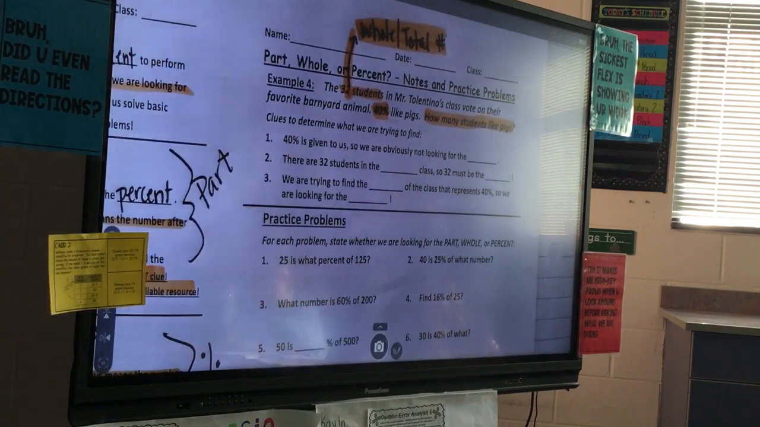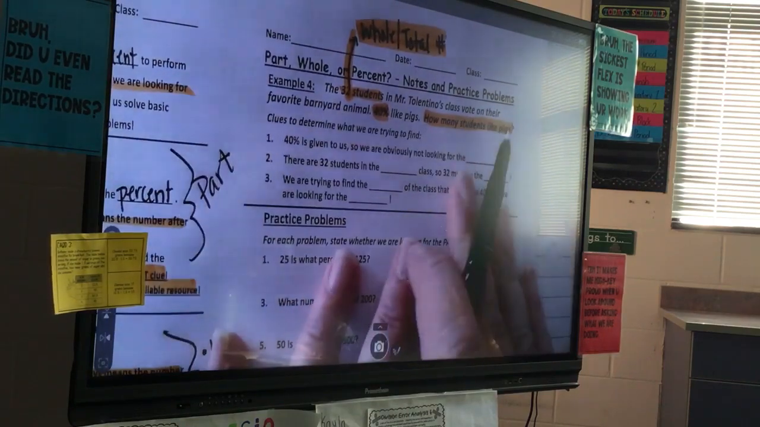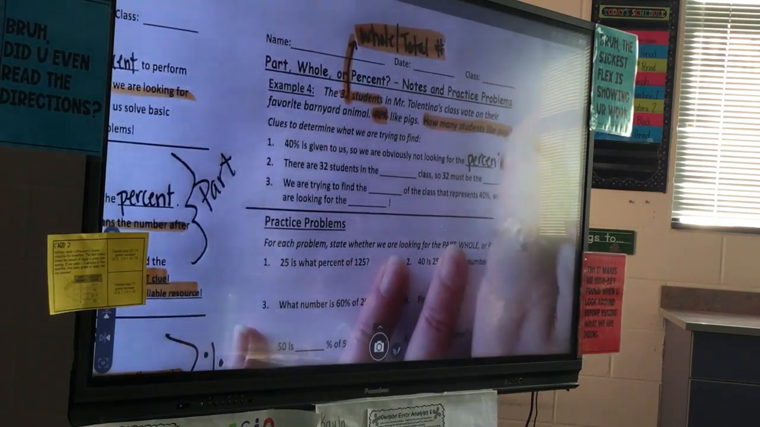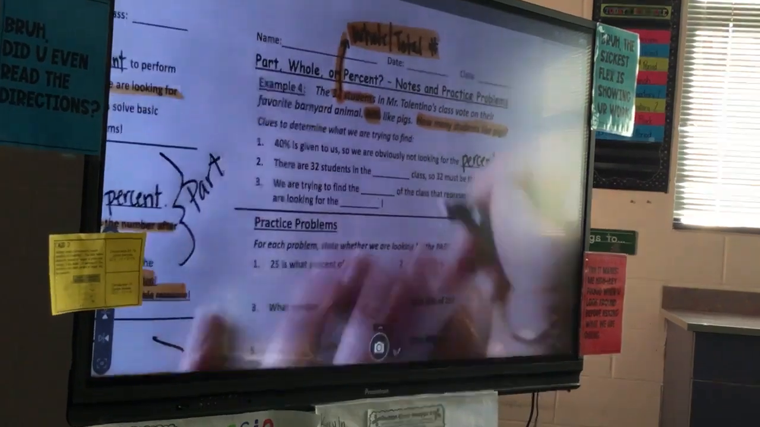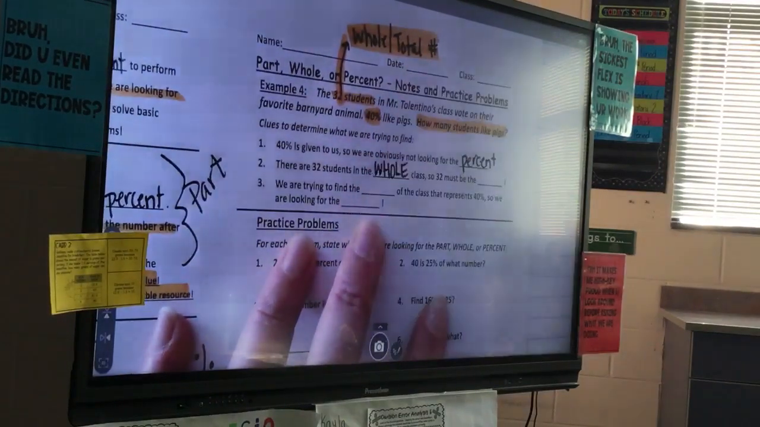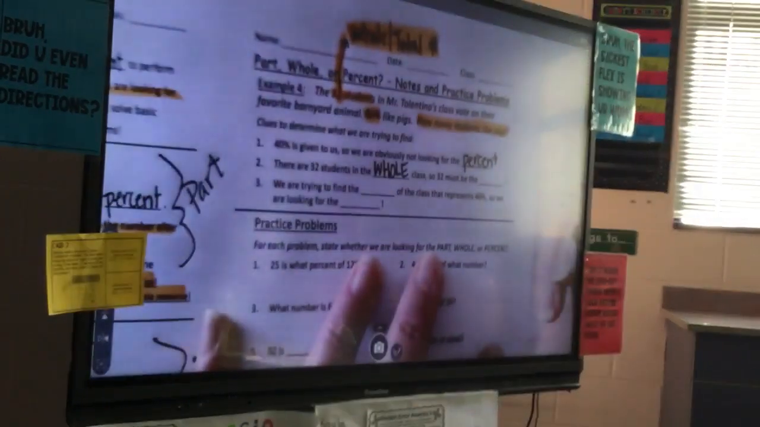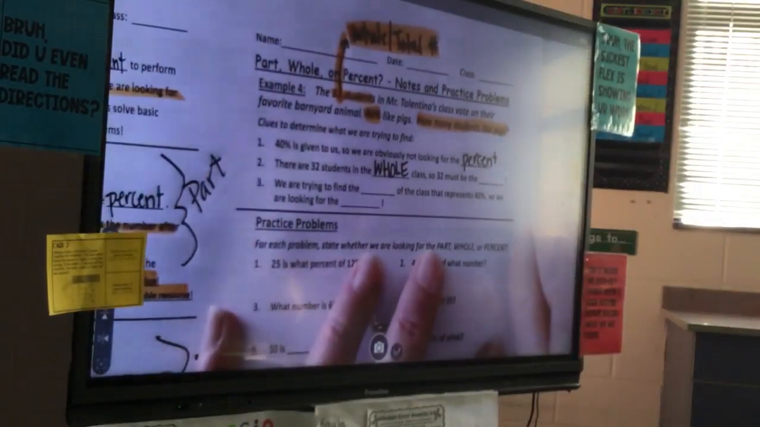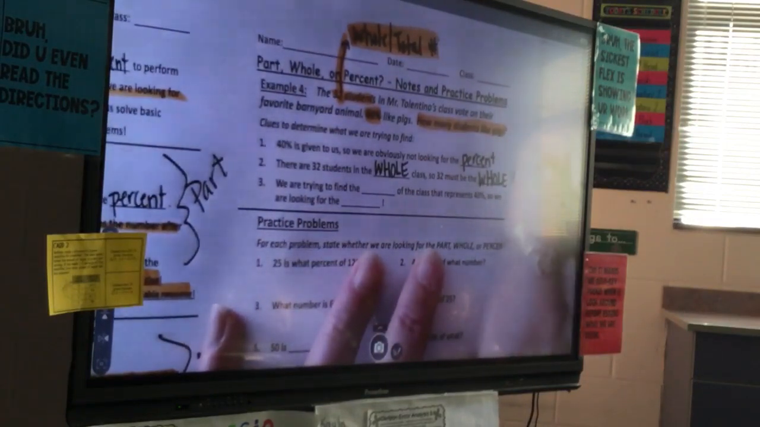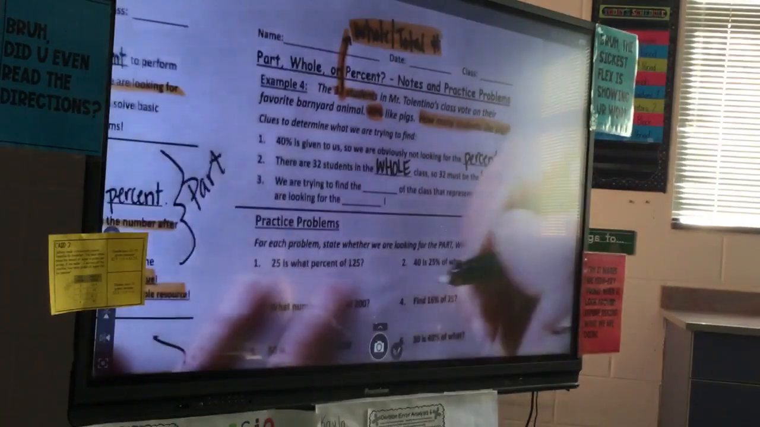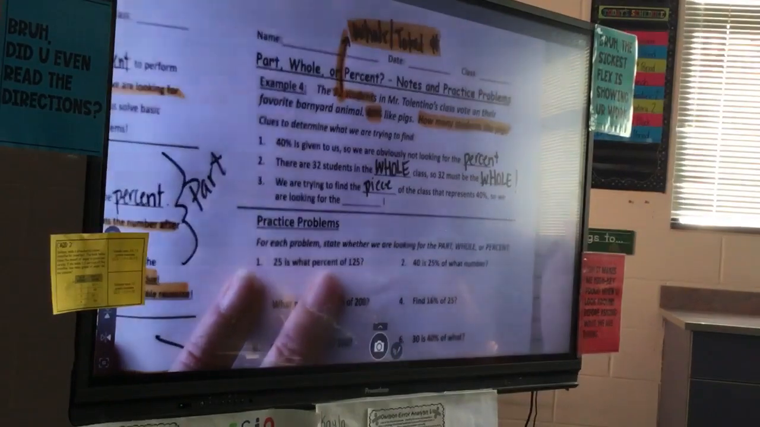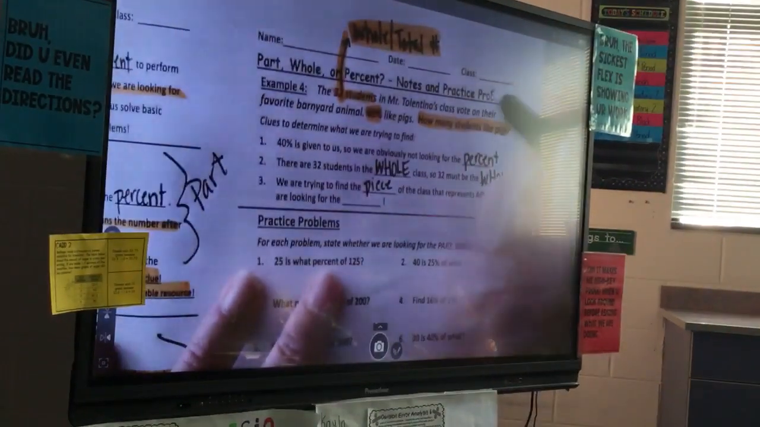pigs. All right, so 40% is given to us, so we obviously are not looking for the percent. There are 32 students in the whole class. So 32 must be the, you guys already answered this, so just answer it again. Whole. We are looking to find the piece of the class that represents 40%. So we are looking for what? The part.